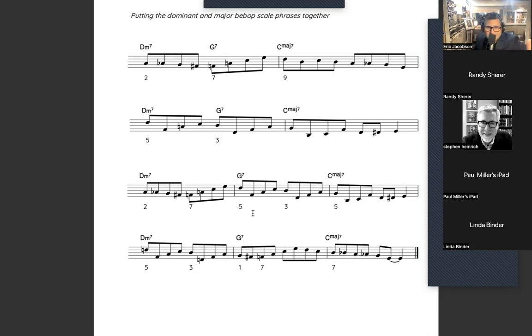So let's just play that so far. All right, I need to land on C major. Well, it looks like I'm going to land on the 5th again, and I'm going to play that special inverted arpeggio and then an enclosure to the 3rd. So I'm going to put that all together now like this.